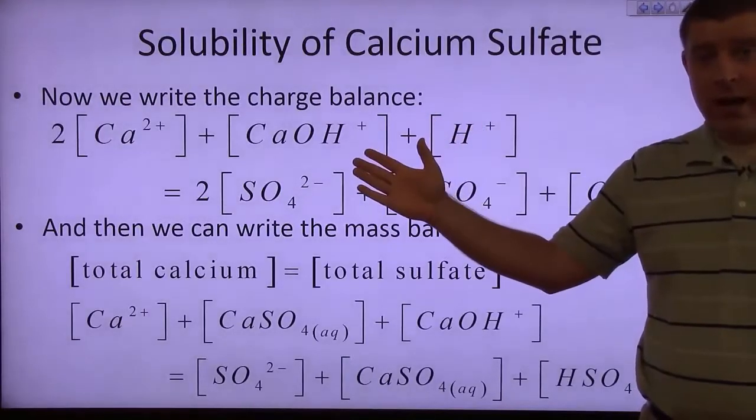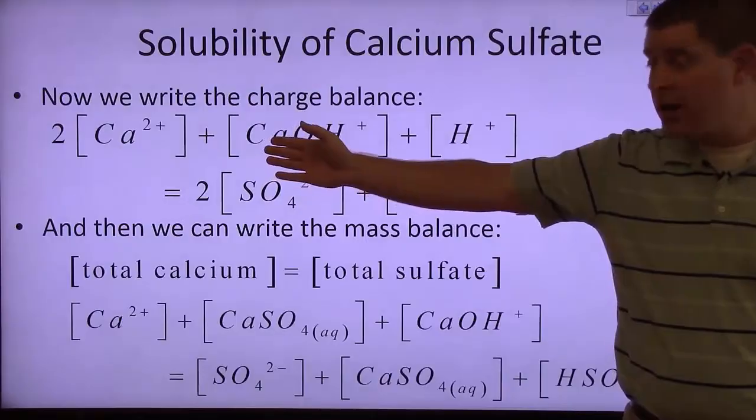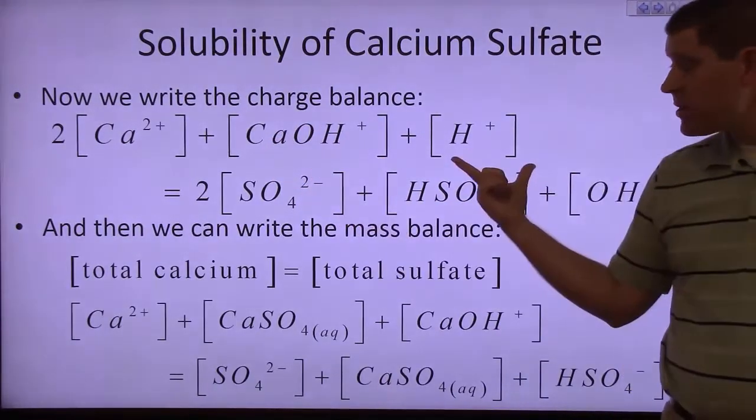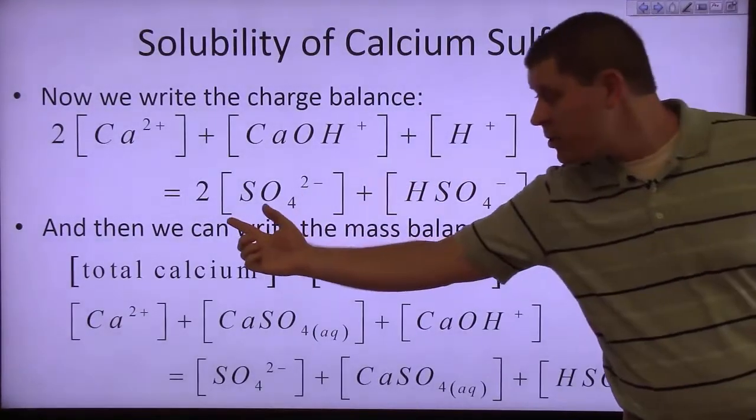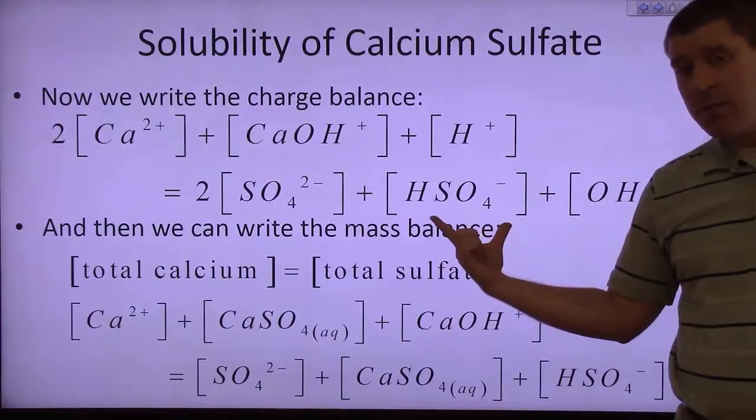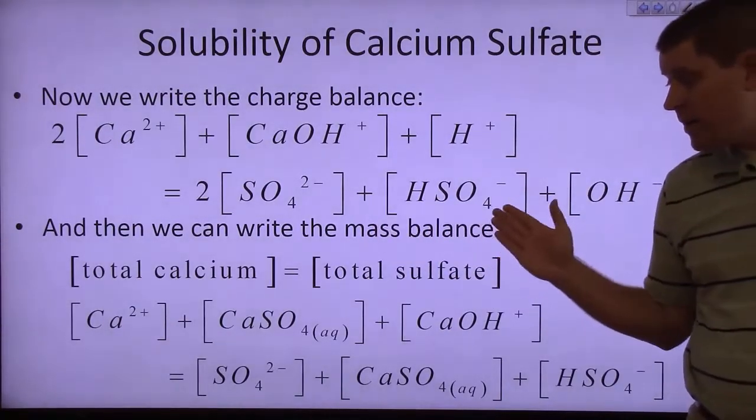We know we have our cations must be equal to our anions. So 2 times the calcium ion concentration plus the concentration of our calcium hydroxide complex plus the hydrogen ion concentration must be equal to 2 times the sulfate ion concentration plus the concentration of our monohydrogen sulfate plus the concentration of our hydroxide ion. And now we can write the mass balance.